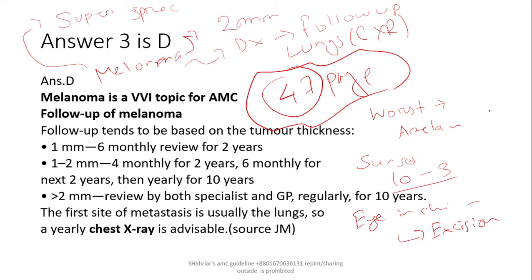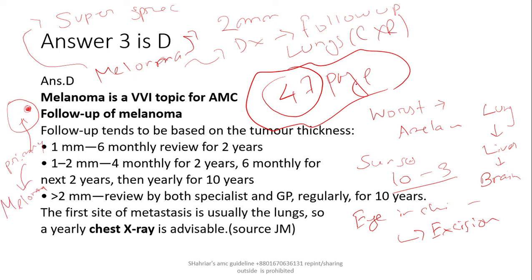Common site of metastasis of melanoma: lung, followed by liver, followed by brain. And there is a handbook question. I'm not sure have you found that question later or not. There was a CT scan given and the brain is showing some lesion here. They ask about the primary source. The primary source was melanoma.